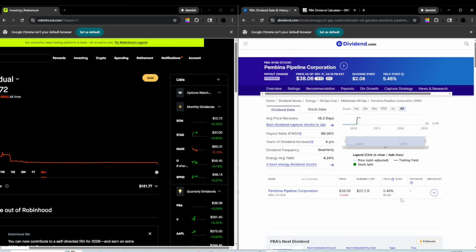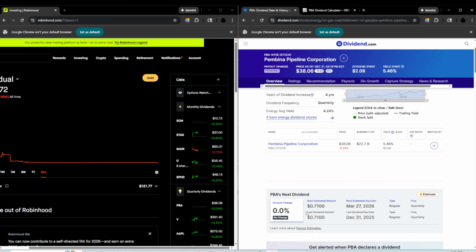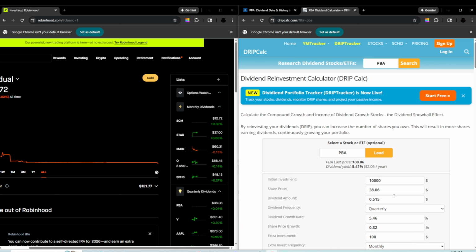So it's actually growing 5.46%. So if we go back here, we're going to change this number to the right number. So what was it? 5.46. 5.46. And we look at monthly 71 cents. Is that right? No, it says 51 cents. So it's 71 cents. We're going to change this to, say, 100 shares.